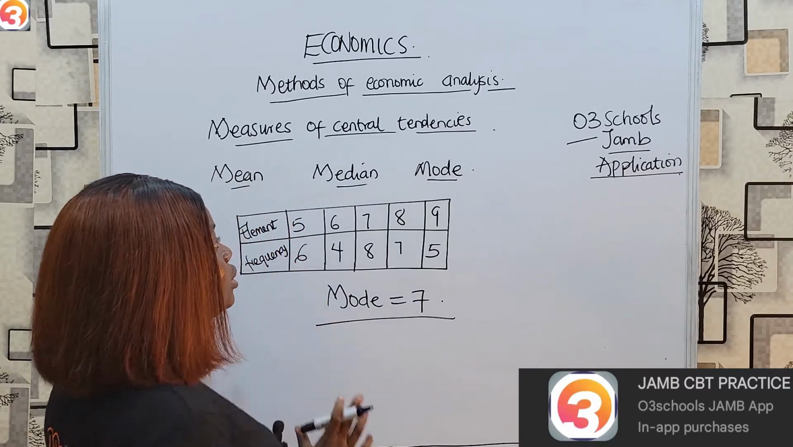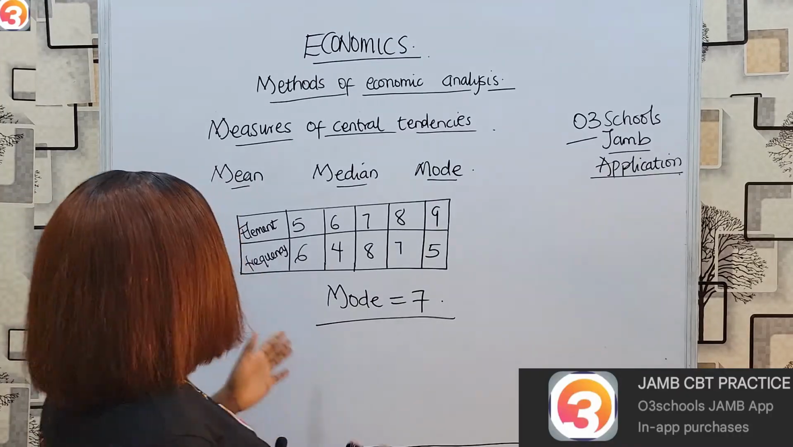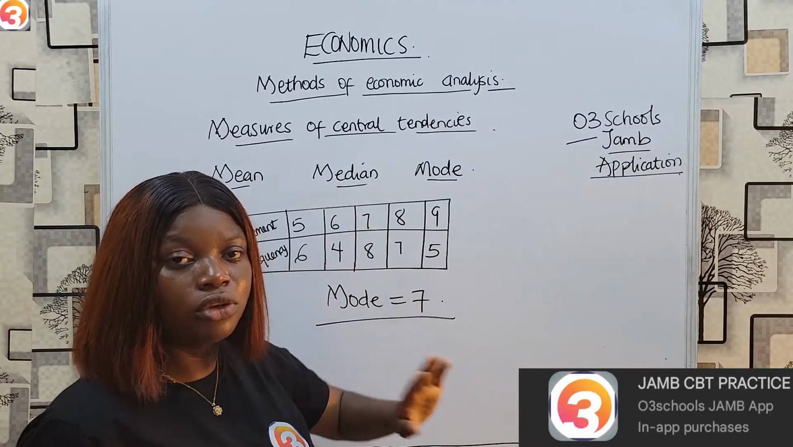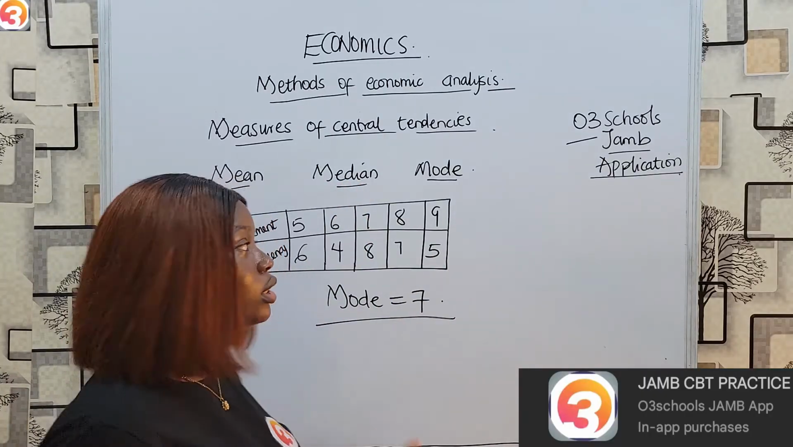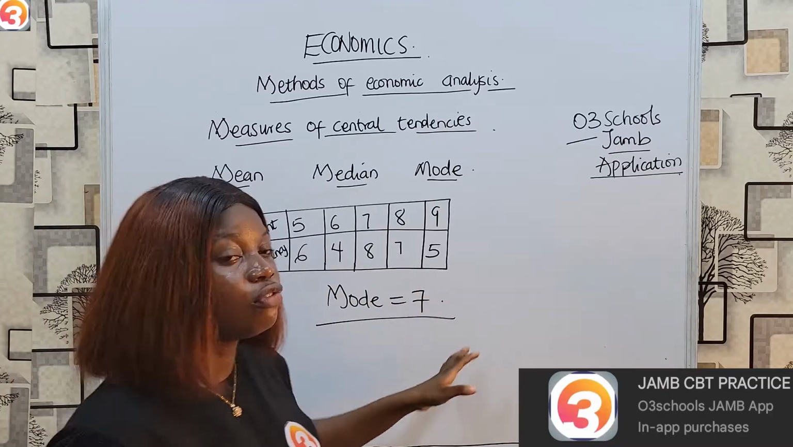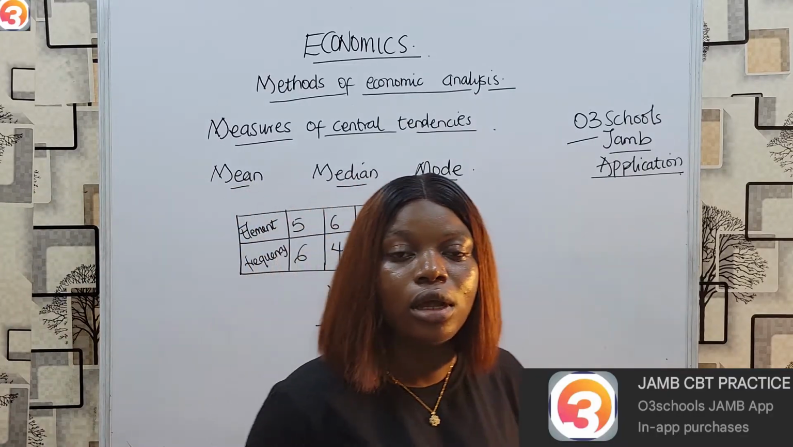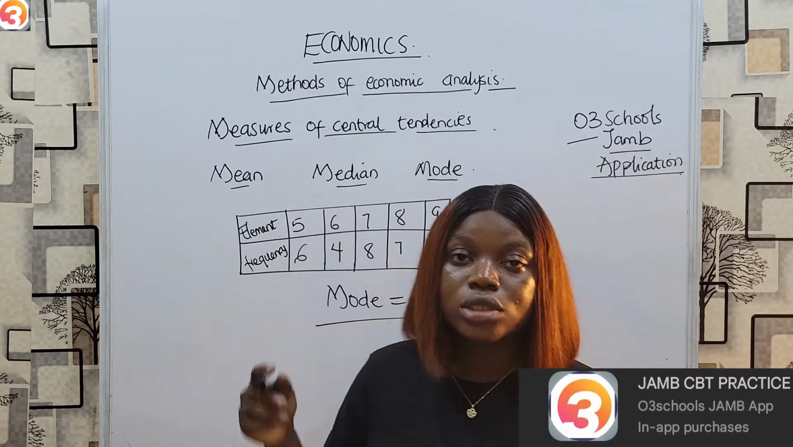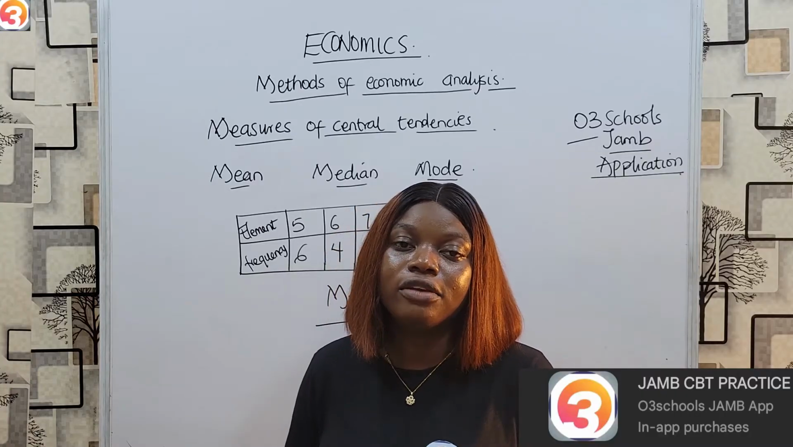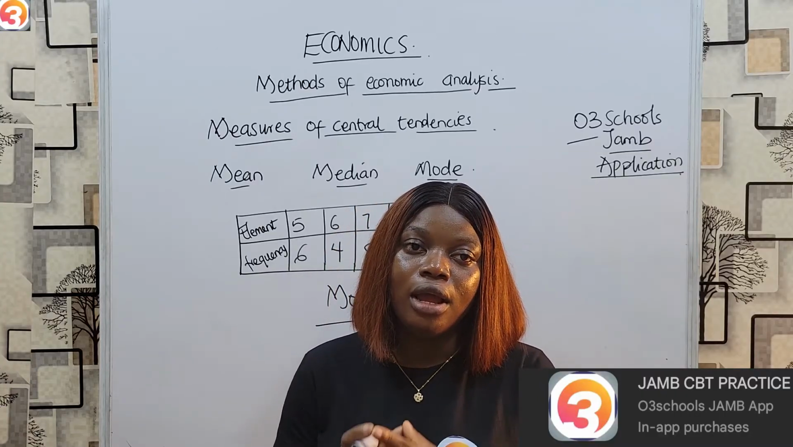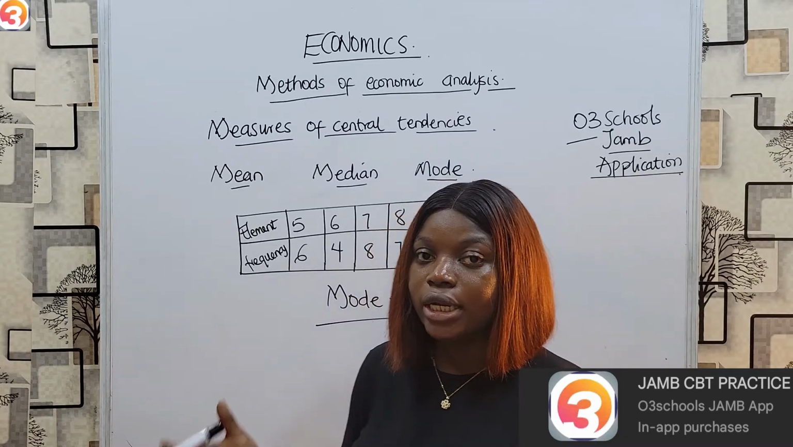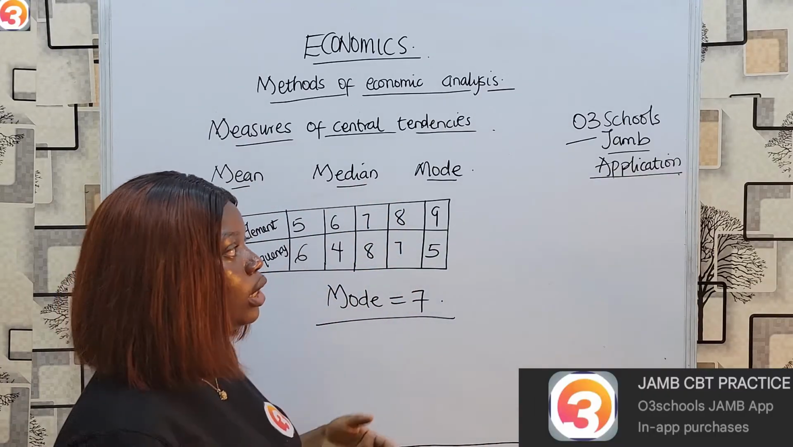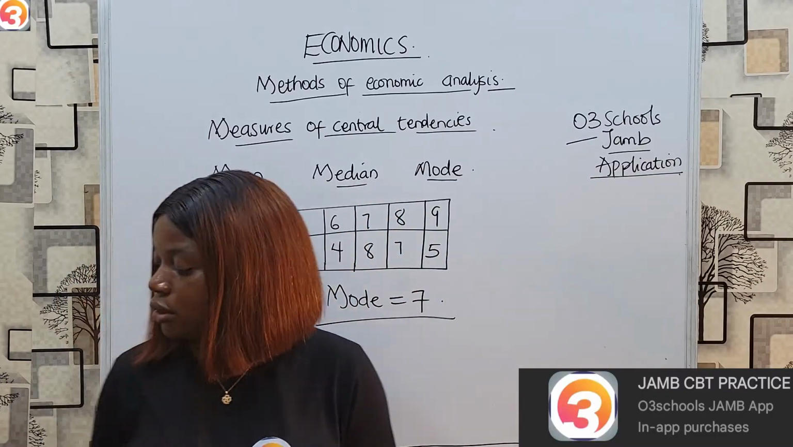The measures of central tendency are very simple and self-explanatory. We have the mean, the median, and the mode, three basic measures of central tendency. The mean is the sum of all the elements divided by their total frequency. The median is the middle number when a given set of data is arranged in either ascending or descending order. And the mode is simply the number that appears most. I believe you understand what I've given.